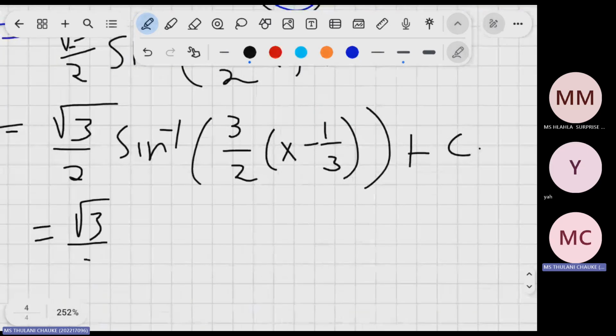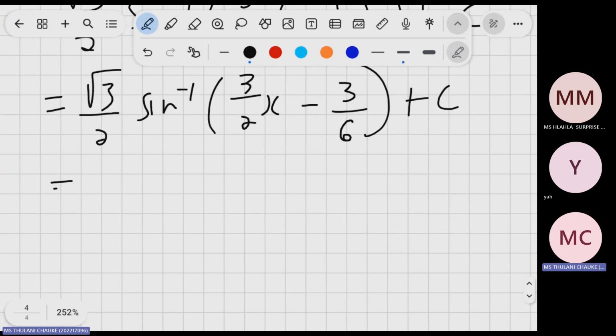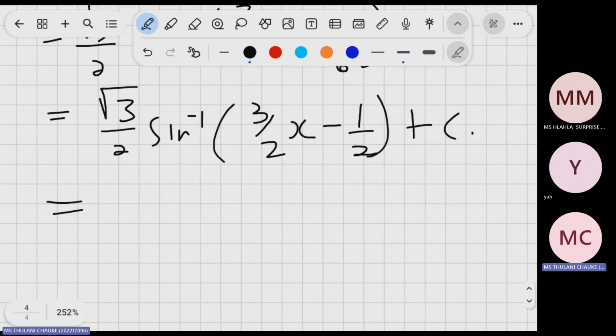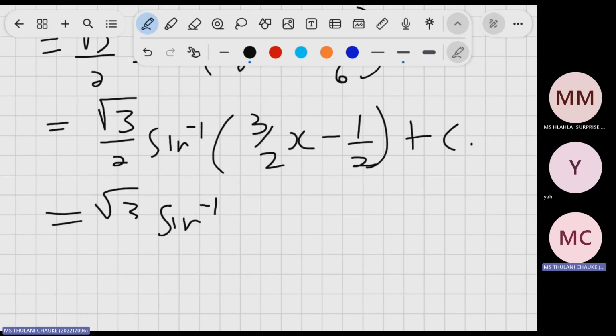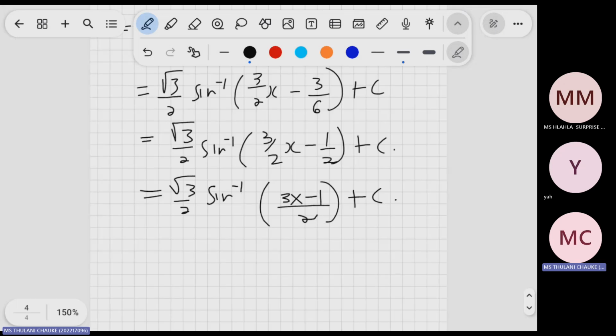Then you simplify that, arc sine of 3/2x minus 3/6 plus c, which can be written as 3/2, the arc sine of 3/2x minus 1/2 plus c. Yeah, we can just leave it here. I'm trying not to have that, but it will be 3x minus 1. Yeah, it will be something like this. Can leave it there.